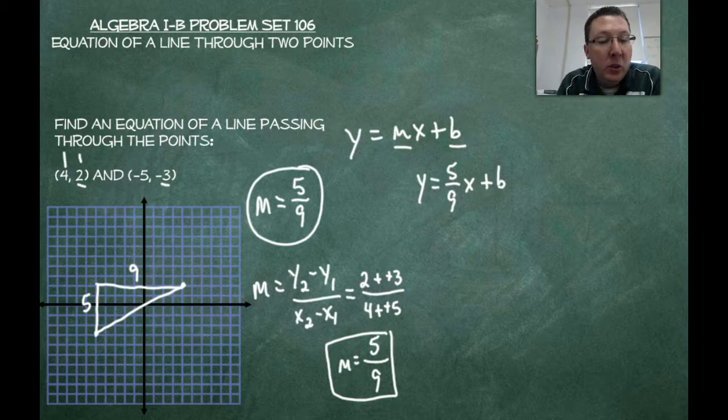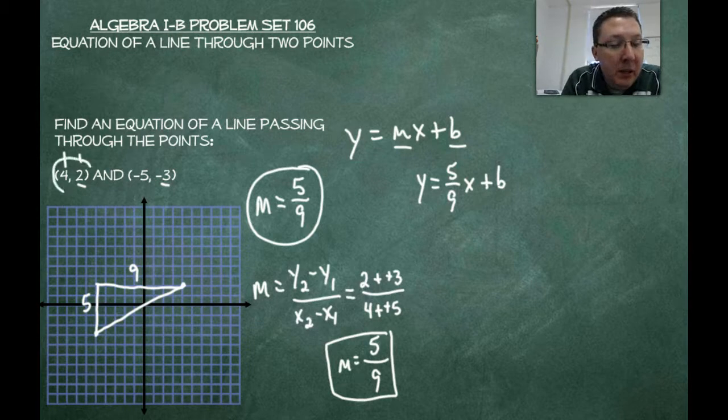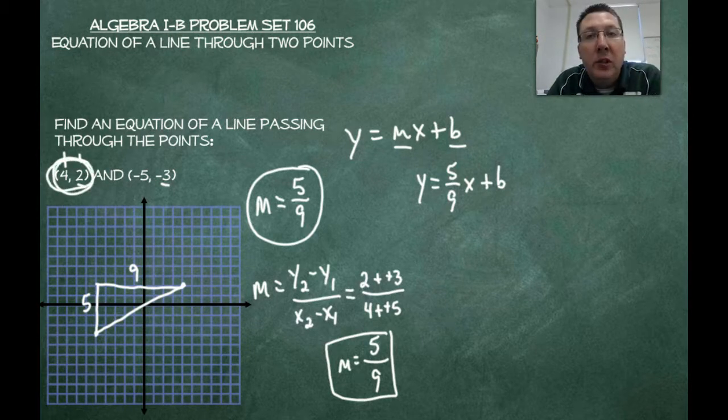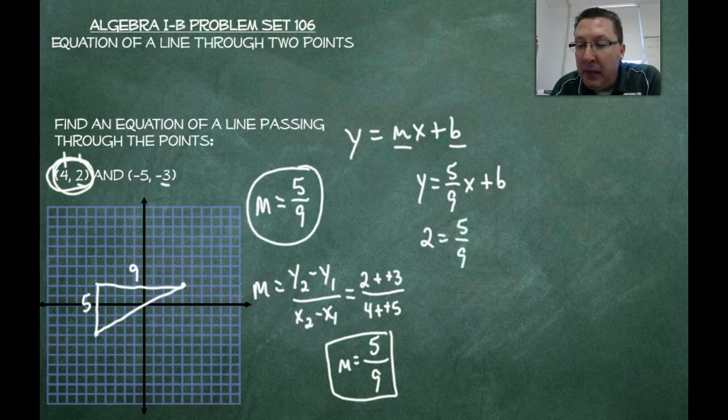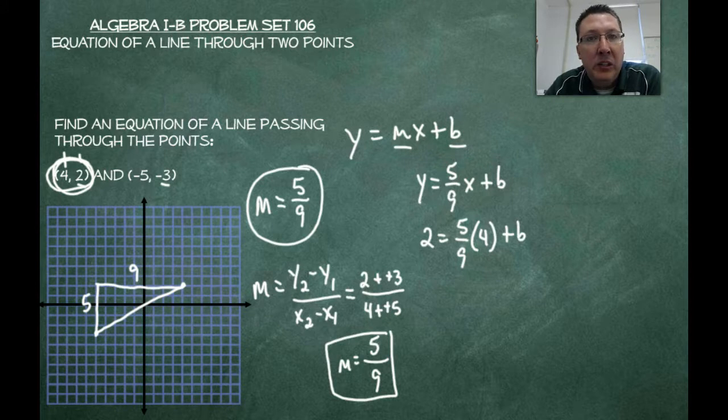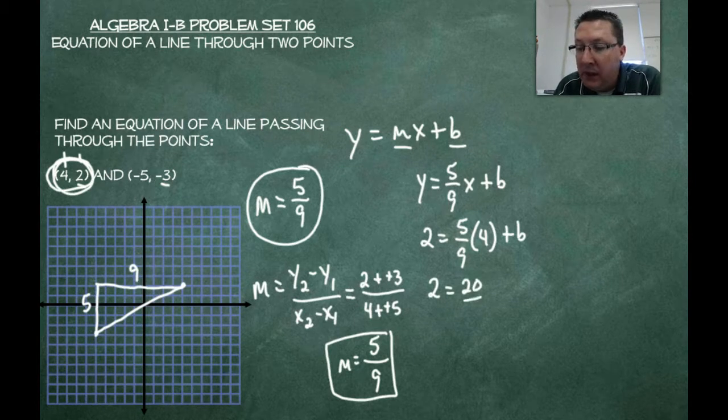So between the 2 ordered pairs, we just pick whichever one looks the easiest. For me, I would choose the point (4, 2). I plug in 2 for y, and my x value is 4. And now I solve this equation for b. It's going to have a fraction in it, and that's okay, we just have to be careful. Okay, so this is 2 equals. When I multiply 5/9 times 4, that's 20 over 9.